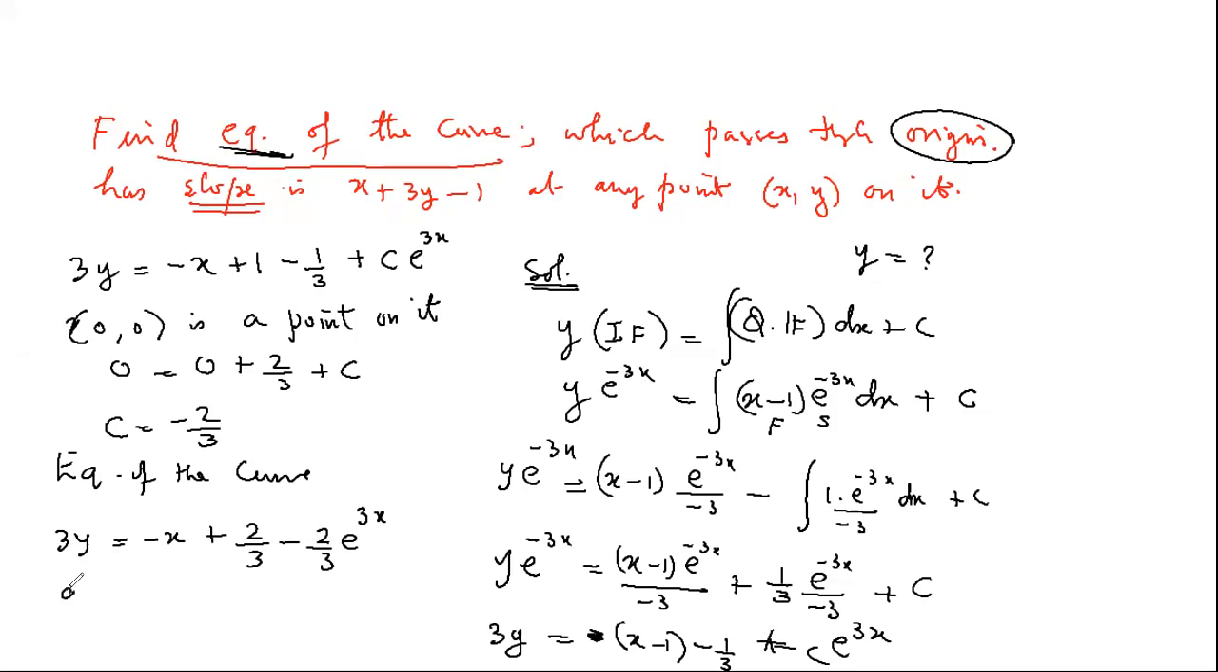If you want, you can take another LCM. 9y is equal to minus 3x plus 2 minus 2 e raised to 3x. This is the equation of the curve. They have taken 3 common on one side and 2 common on the other: they took the 3x to the left hand side and took a 3 common, and on the right hand side they took a 2 common. That's how the answer is given in the book. I hope you understood.